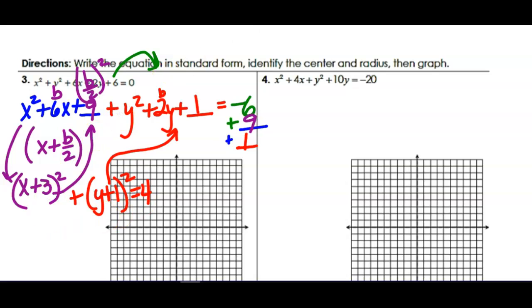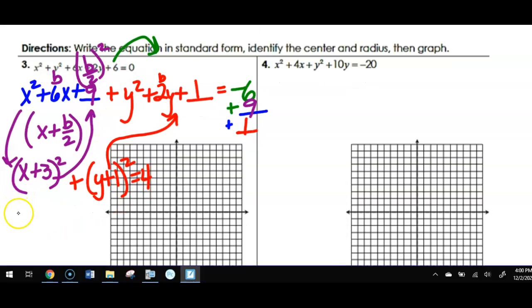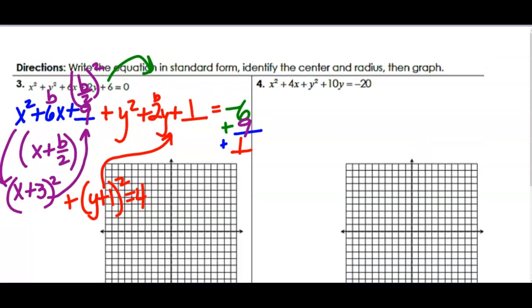So what's going on is that the center is at negative 3, negative 1. R squared is 4, so the radius is 2. From negative 3, negative 1, go 2 in every direction.